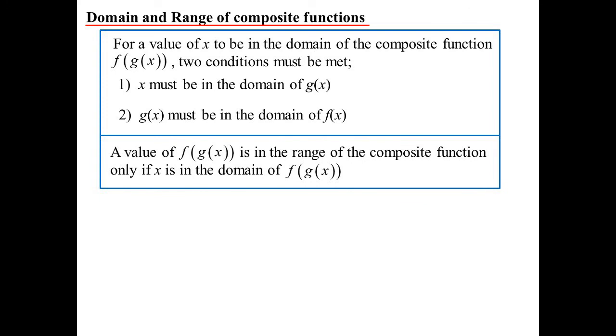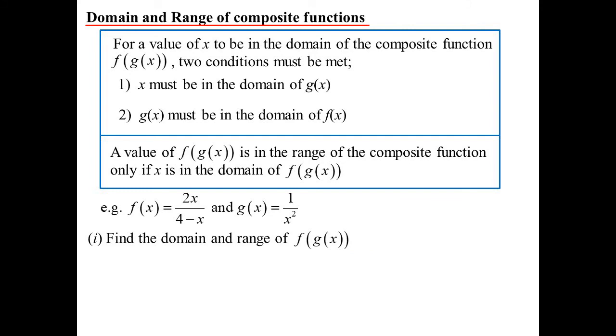And then when we're looking for the range, so a value of function g(x), so the answers that come out, it'll be in the range only if its x value was in its domain. Sounds a bit strange. Well, let's have a look at an example to see what we mean. So function f(x) is going to be 2x on 4 minus x. g(x) is going to be 1 on x squared. And we want to find the domain and range of the composite function.